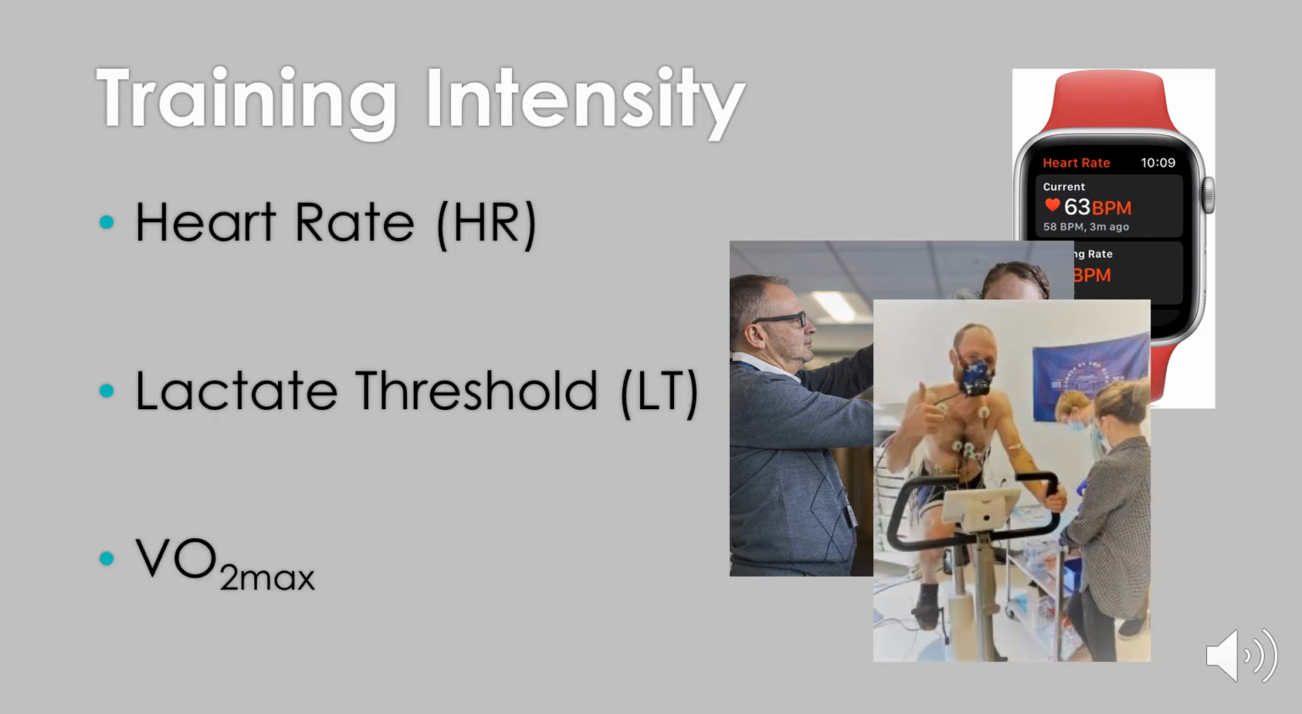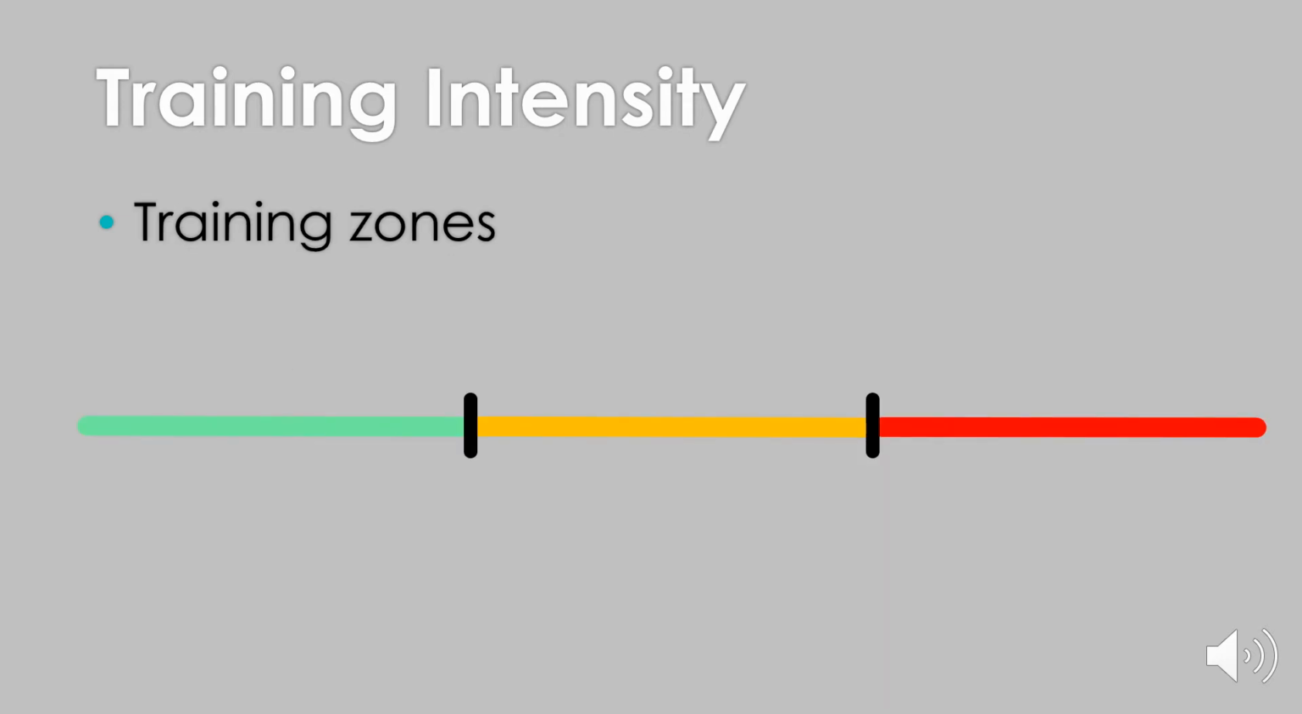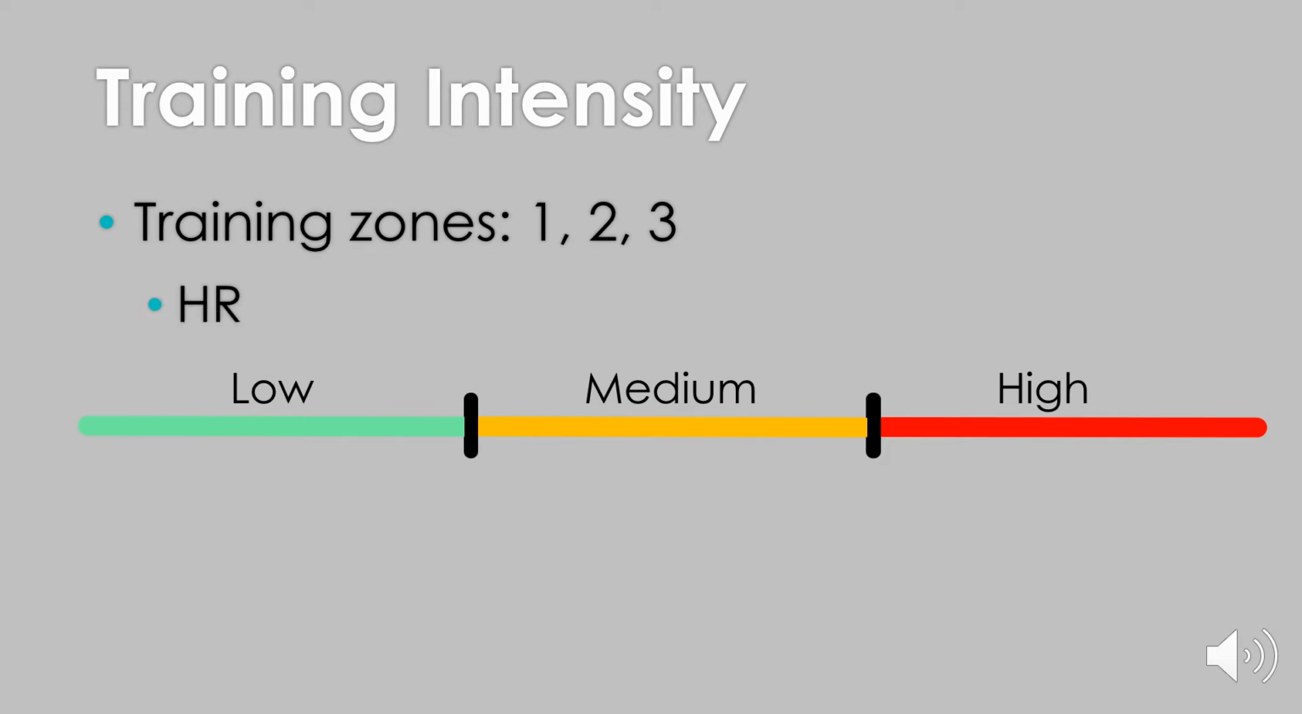Testing your VO2 max is another way to quantify effort. This way is very accurate, but does require lab testing during exercise to get accurate measurements. Training intensity is split up into 3 zones. We have low, zone 1, medium, zone 2, and high, zone 3. Each zone is separated by a quantifiable barrier. It could be heart rate, lactate threshold, or VO2.